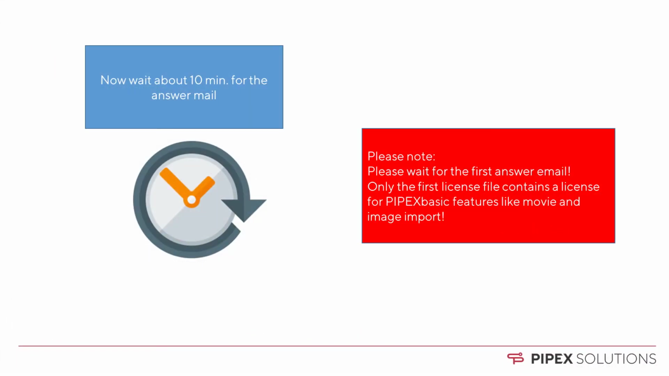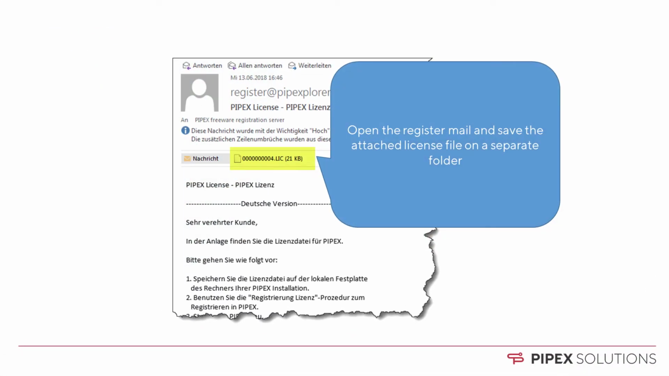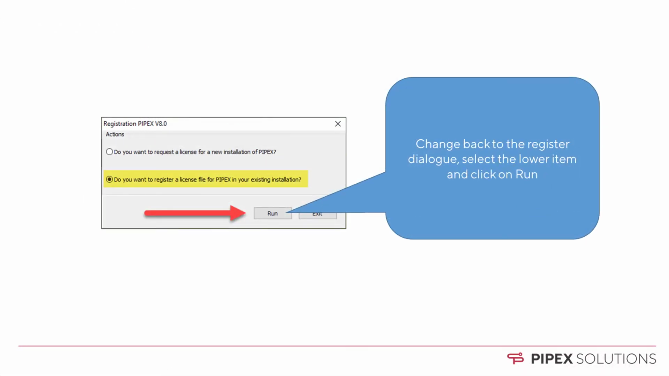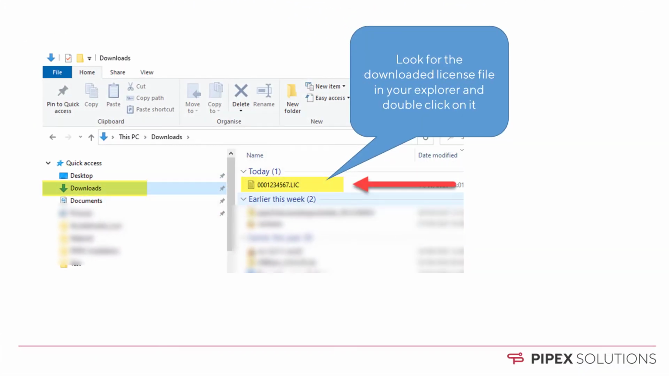Please note that only the first license file contains a license for PIPEX basic features like movie and image import. After receiving the register mail, open this mail and save the attached license file in a separate folder. Change back to the register dialog. Select the lower item and click on Run. Look for the downloaded license file in your Explorer and double-click on it.